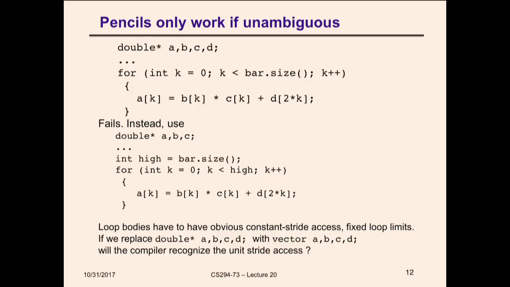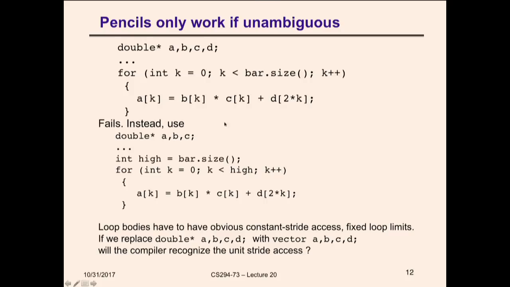Fine. So here is a loop that I would have thought would have vectorized. It's k goes from 0 up to some size, k++. A is equal to b times c plus d of 2 times k. So this is what I mean by a constant stride. When you're incrementing k by 1 and you're indexing by 2k, that's the same as incrementing by 2 every iteration. And that is in a form simple enough for the compiler to pick out and do something smart with.